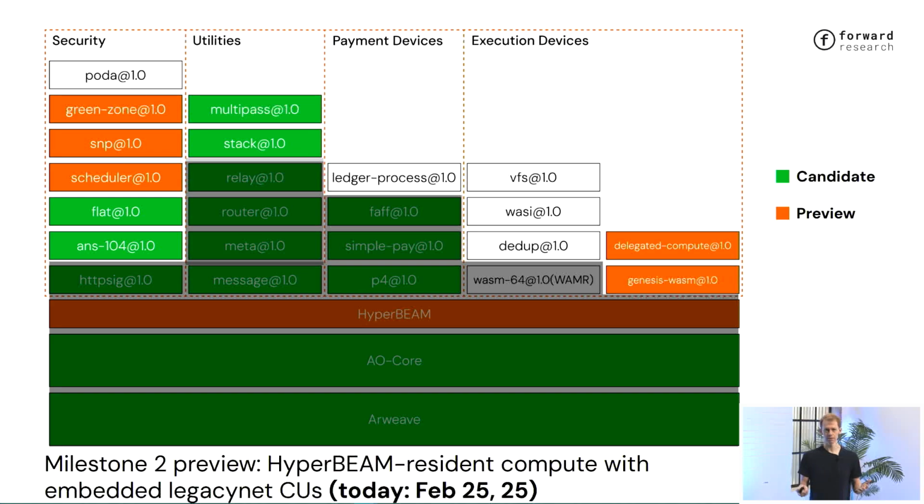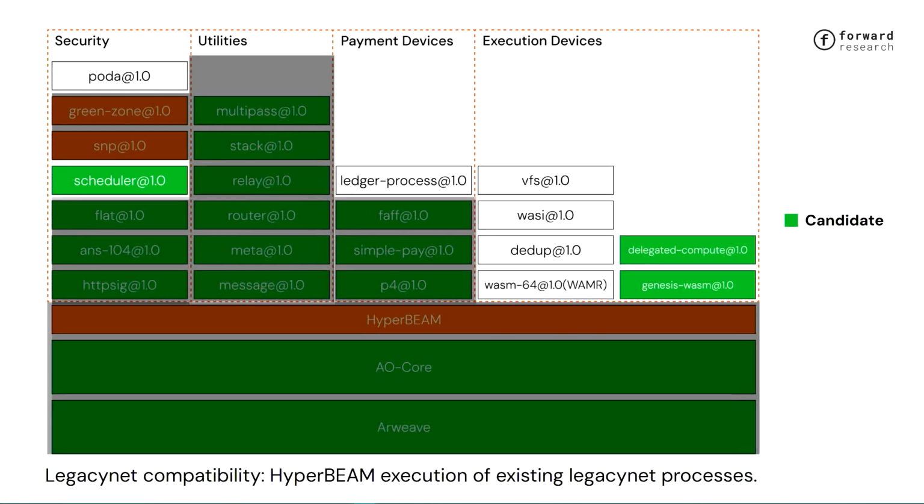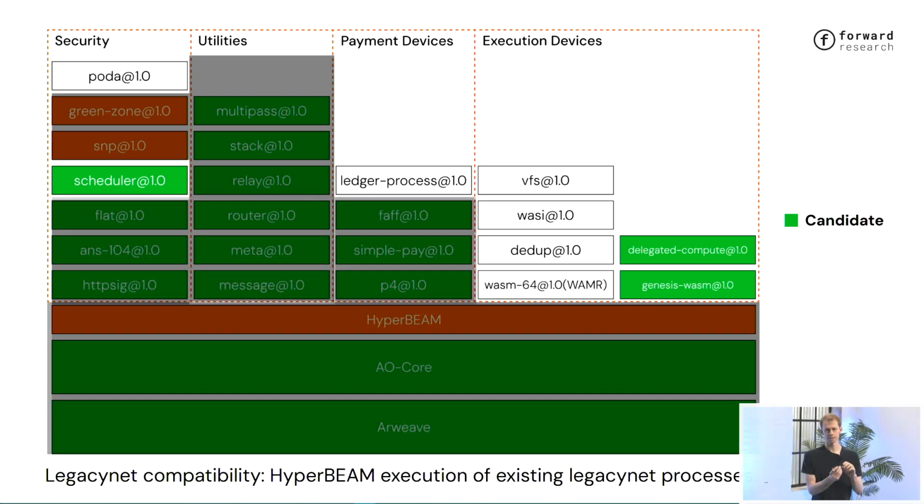And so that's available today. You can go check it out on the GitHub. We're excited to see what people do with it. And next, we're going to be focusing on full LegacyNet compatibility. That's being able to run explicitly LegacyNet processes.